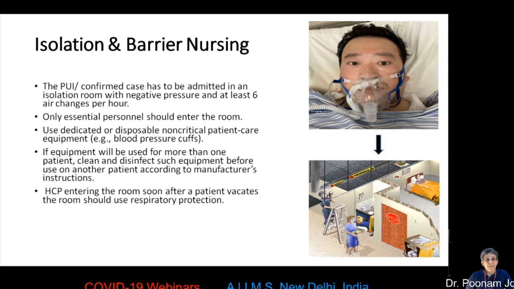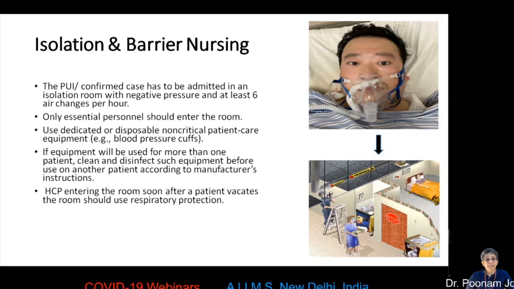Now we move on to the nursing care. While providing nursing care to these patients, we have to observe barrier nursing. Barrier nursing is a special kind of nursing provided to the patient so as to protect the healthcare professionals from acquiring the infection with which the patient has been admitted, and further prevent the spread of infection from one person to another. The patient under investigation or a confirmed case has to be admitted in an isolation room with negative pressure, and at least 6 to 10 air exchanges should take place per hour.